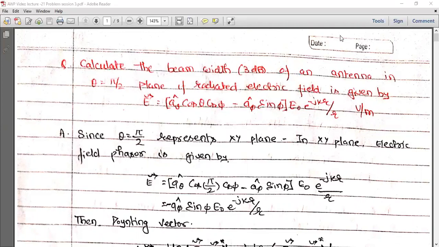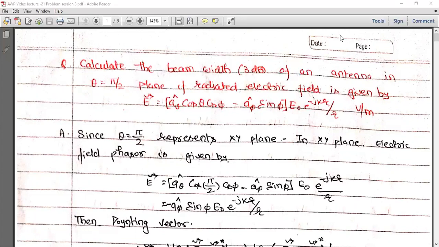if you start reducing the angle theta from pi by 2, suppose you reduce it from 90 to 80, 70, 60, 50, 40, and similarly if you increase it from 90, suppose you make it 100, 110, 120, 130. So serially you can find some positions at which the radiated power is half of the maximum value. Correspondingly, the angular separation between two positions at which the radiated power is half of the maximum radiated power is known as the 3 dB beam width.